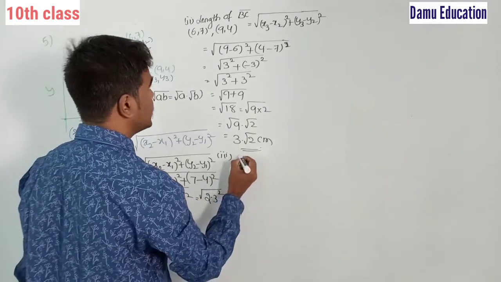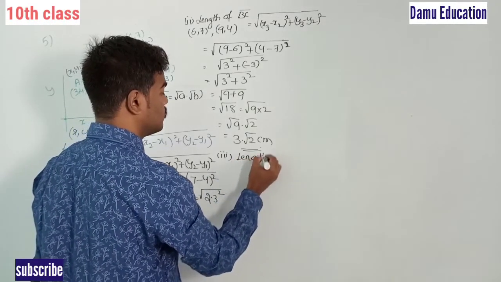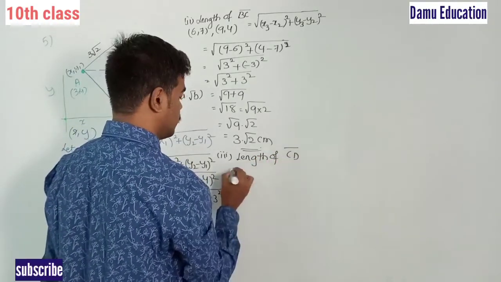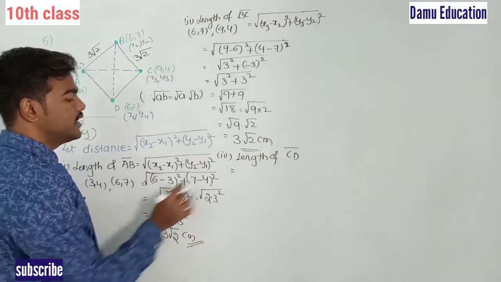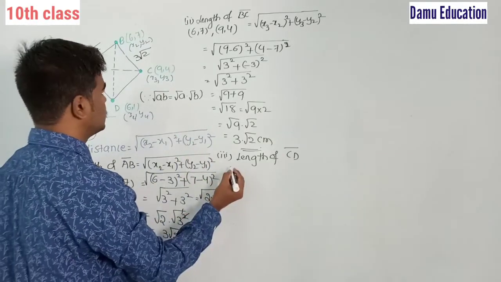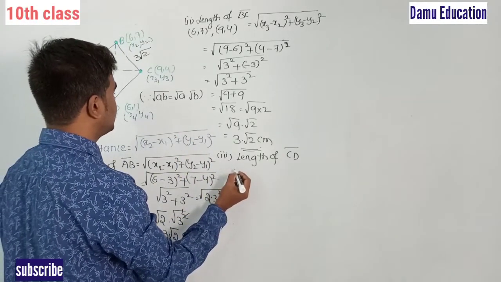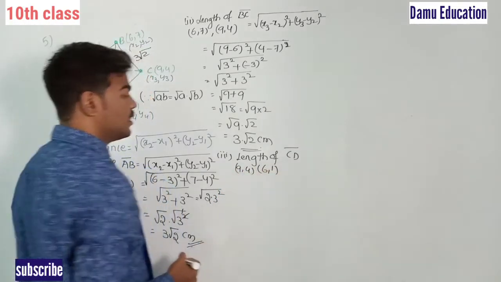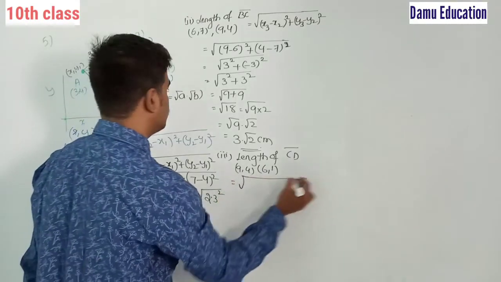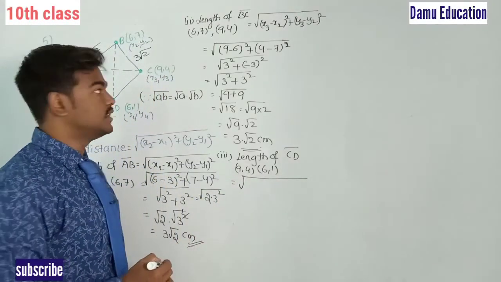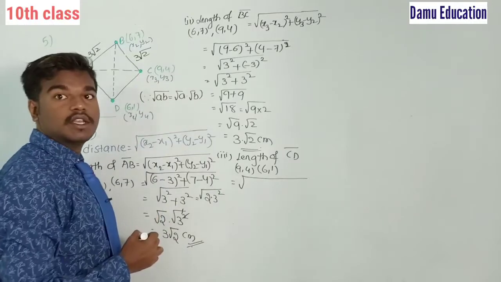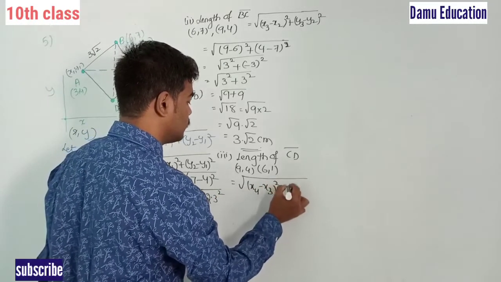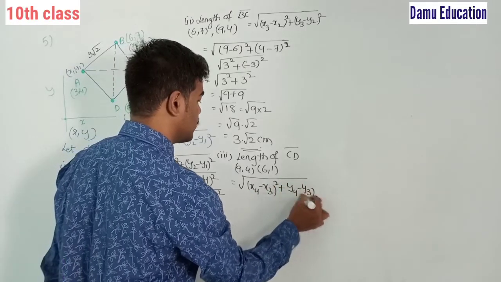So let's take the length of CD. What formula are we getting here? What are the coordinates? 9, 4 and 6, 1. Let's write the formula: x4 minus x3 whole square plus y4 minus y3 whole square.